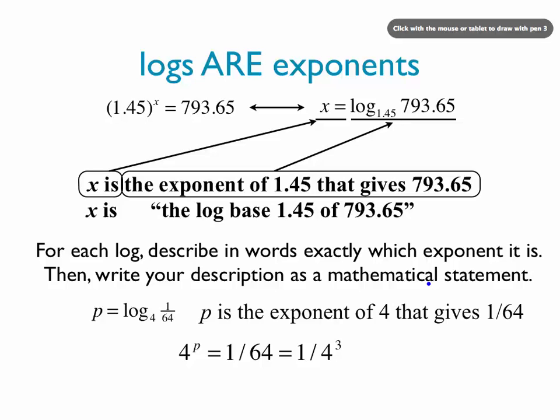So now if we want to figure this out in our head, we need to kind of get apples to apples here. So I've written 1 over 64 as 1 over 4 cubed. That will give us a way to get p just by thinking about it. And so what would p be? Negative 3, that's it. So the log base 4 of 1/64 is negative 3. Again, because we're talking about the exponent of 4 that gives 1/64. Any questions?